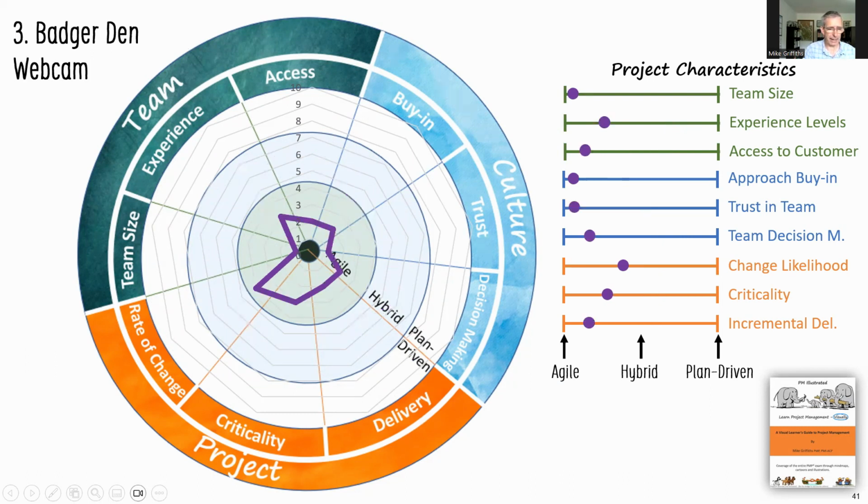And the final example in the book is building a badger den webcam. So putting a camera in a badger den, connecting it to a website. And it's very much a small team software project. We've got some experienced people. We've got people who are willing to review it and give us feedback on what we're building. And it's a nice fit for a pure agile approach.